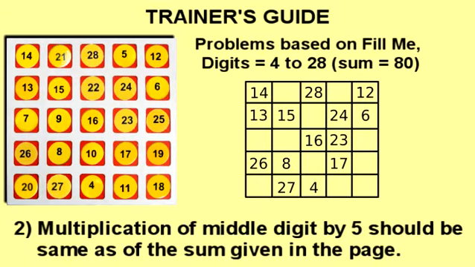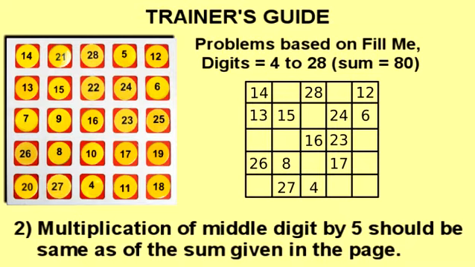The student has placed the digit 16 over here. So if we multiply 16 by 5, like 5 from here, it will give 80 and the sum is also 80. That means our second condition is also satisfied. Until here the student has filled filmy grid correctly.